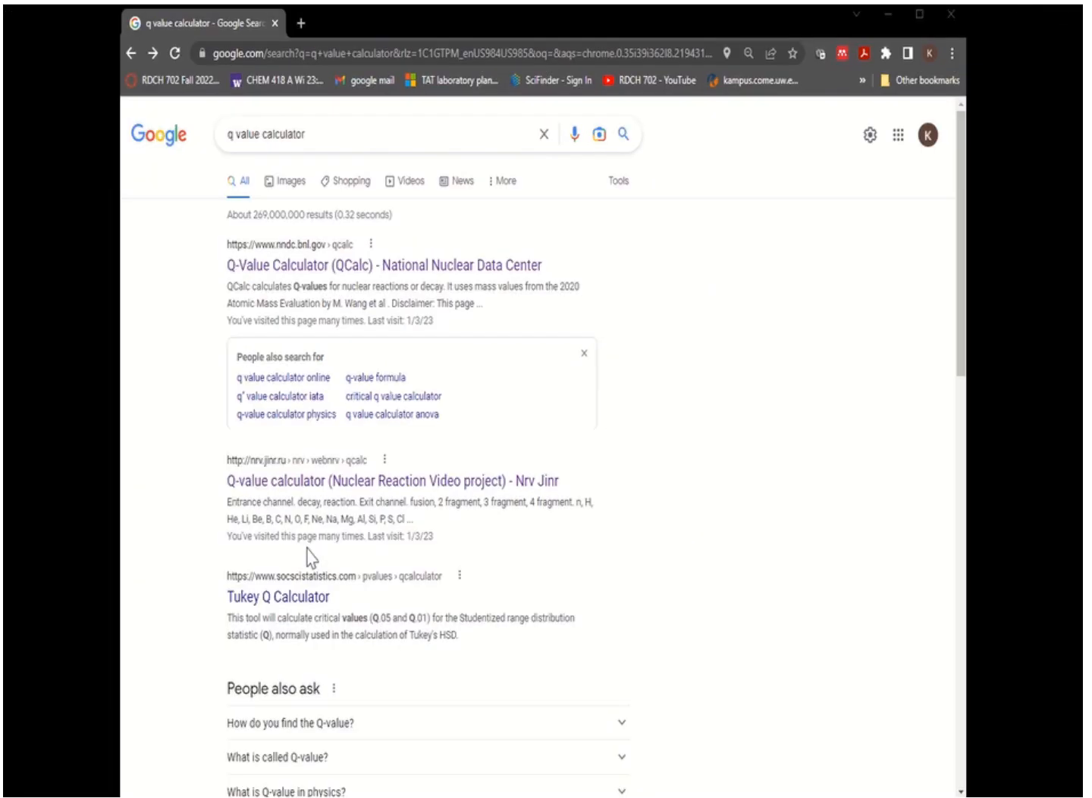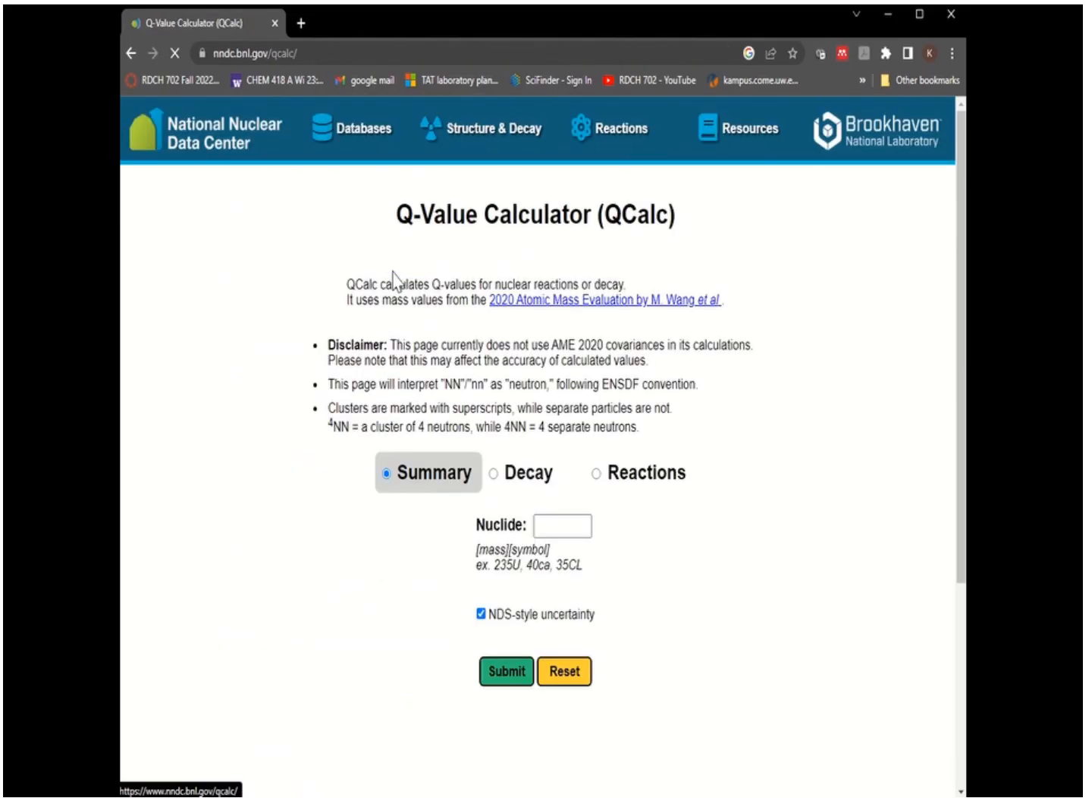Q values can also be calculated using websites. One does a search for Q value calculator. Two sites will show up, one from Brookhaven National Laboratory, another from Russia. Let's look at both of these, but focus in on the one from Brookhaven National Laboratory.